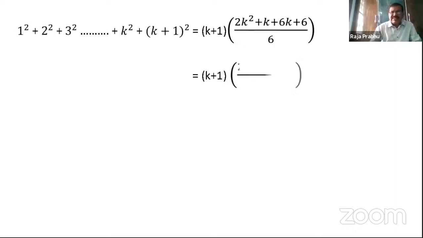Okay, by doing the LCM, here you got now the denominator is 6. So the numerator becomes 2k square plus k plus 6k plus 6. Here there is a small inconvenience. Let me once go back, please, just to see.